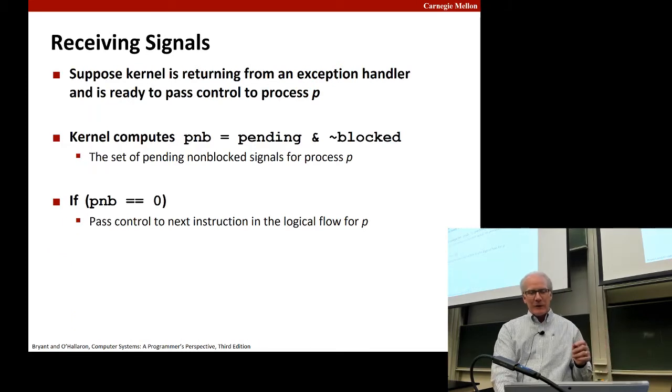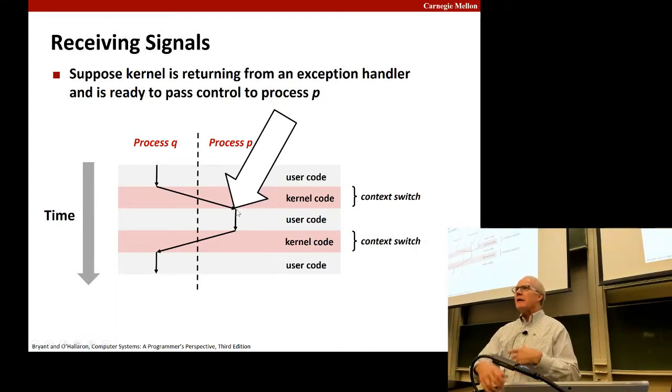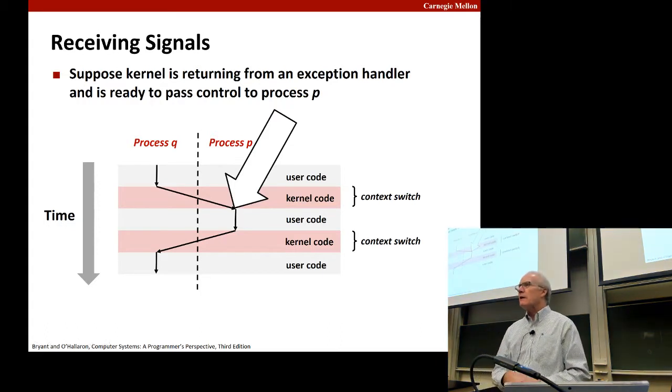But the point being that when it resumes execution of process P, if there are any pending unblocked signals, it will do those first before it executes the normal user code. And that's how signals are implemented in a very simplistic way.